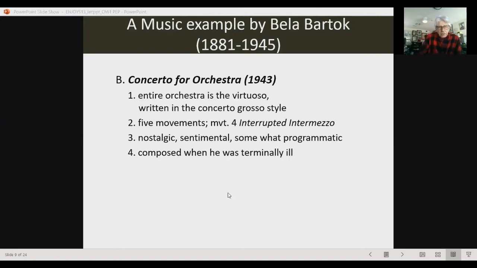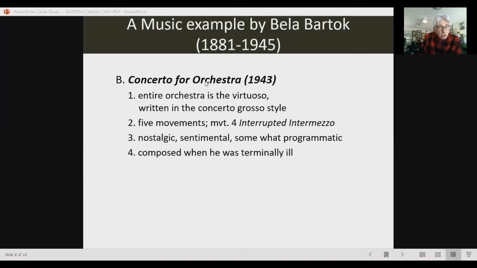Okay, so anyway, the concerto for orchestra. And you kind of say, well, concerto is for solo instrument and orchestra, and that typically is the case. But if you go back to the Baroque period, one of the concerto styles was called concerto grosso, where you have different groups of the orchestra focused as time passes, and that's what this concerto for orchestra does do.